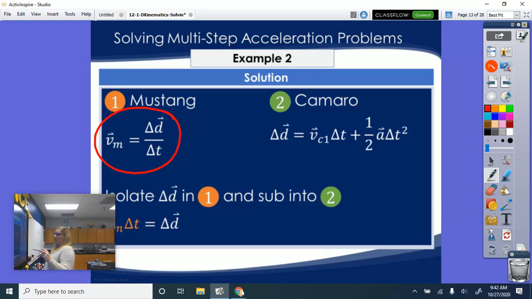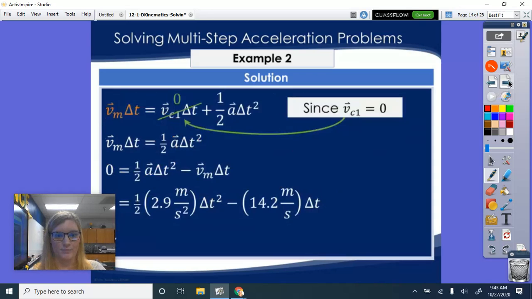Then, when we solve this equation for our displacement, so the velocity of my Mustang times delta t is going to equal my displacement. So now I can kind of just stick it on that side of the equation. So this is like one long equal sign because I wrote it too far away. My Mustang's velocity times the time equals my Camaro's velocity times time plus 1/2 acceleration times time squared. So combining my 2 different equations there to make one because I know that my displacement has to be the same for both of them.